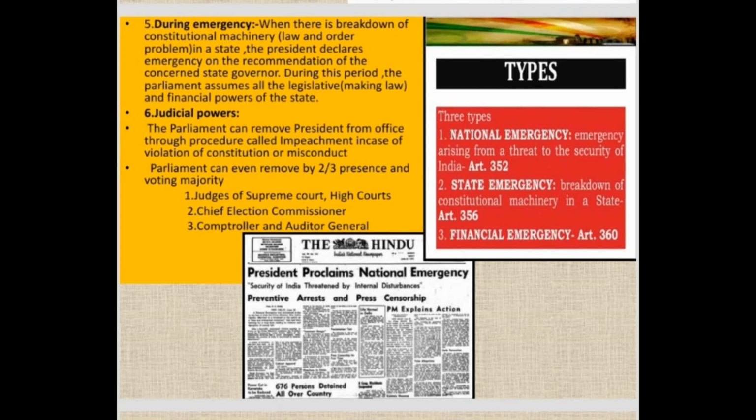In the removal of such constitutional posts, like judges of the Supreme Court, High Courts, Chief Election Commissioner, and Comptroller and Auditor General, the Parliament exercises its judicial power and can remove them with a two-third majority. In the picture below you can see the president has proclaimed a national emergency. During such emergency situations the parliament assumes a very important role.